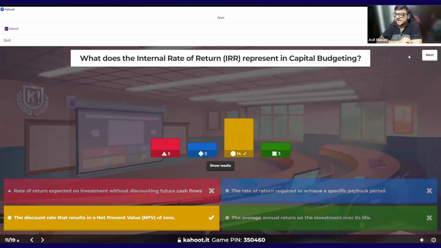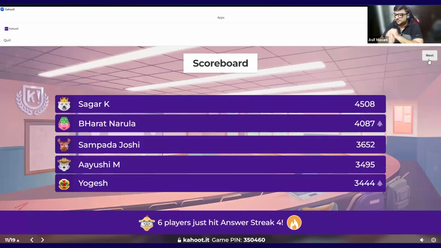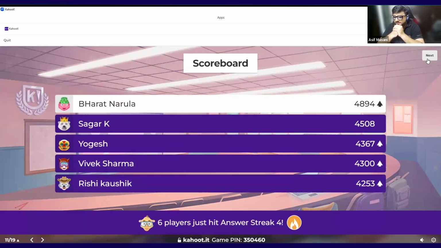Okay, so the IRR represents the discount rate that would result in the NPV being zero. So that is what the right answer is, and we'll take a look at more on that after we take a look at the leaderboard. Okay, so slight changes. We have two new people, Vivek and Rishi, in the top five, and Bharat has climbed up to the first position. So some changes happening after a couple of questions there.